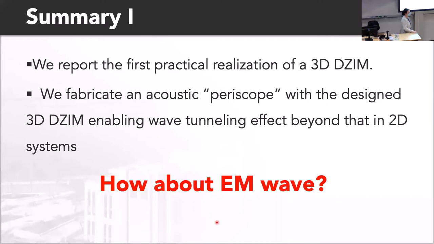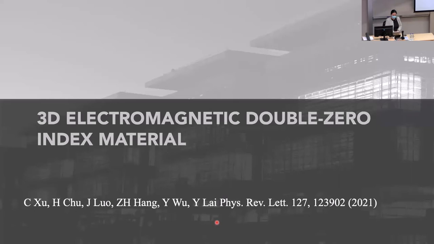And no means, because as I said before, the three-dimensional EM wave equation and the acoustic wave equation are not mathematically equivalent. For EM waves, we know that the speed of light is the highest in air or vacuum, and if you have some dielectric material, the speed is lower, okay? So in a certain sense, this is the so-called inverse structure of the acoustic version. So then let's talk about this three-dimensional electromagnetic double zero index material. And the details you can find in this paper that was published a few months ago.